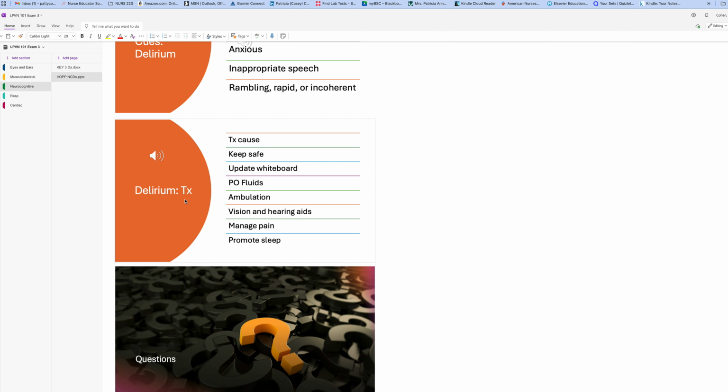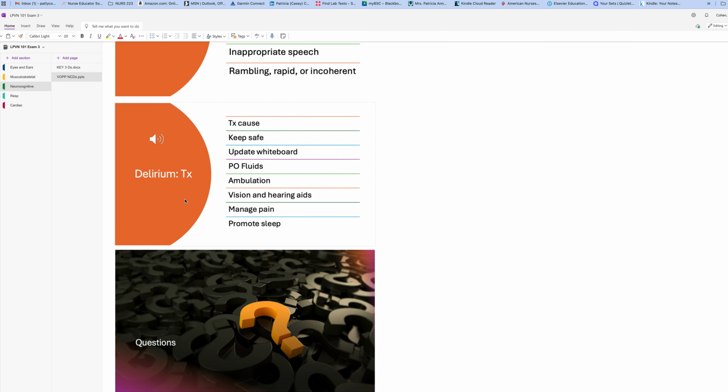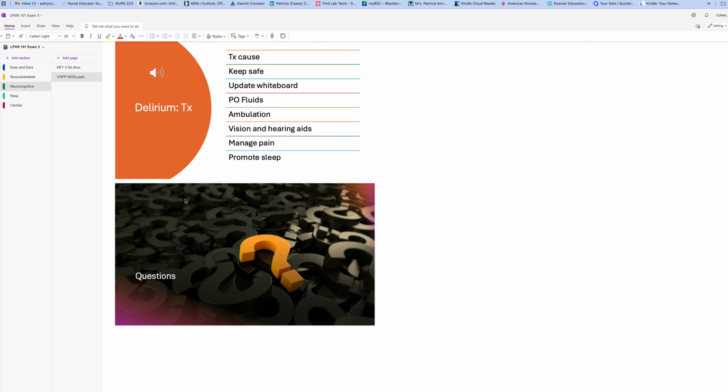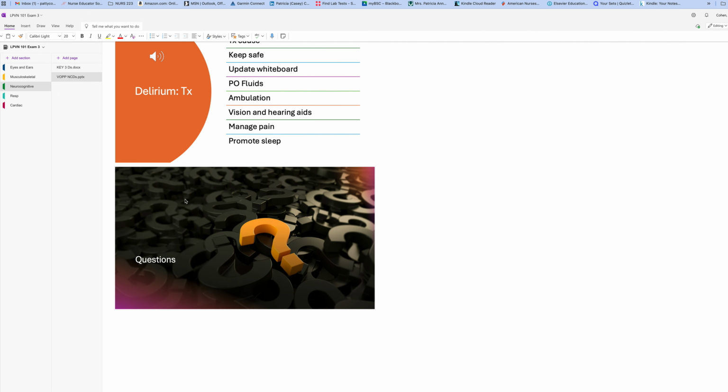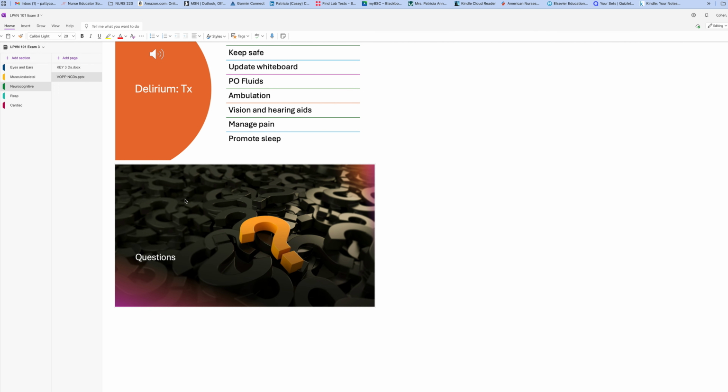Keep them safe. Fall precautions, right? Update their whiteboard, give them fluids, ambulation, vision, and hearing aids. Manage pain and promote sleep. That's what you're going to do for that. And lastly, we have respiratory.